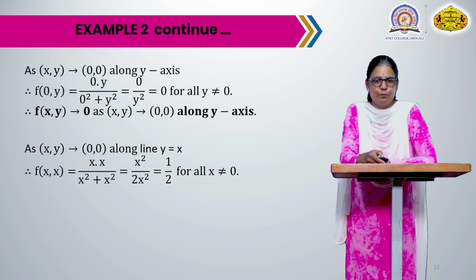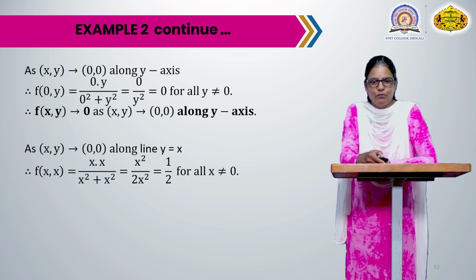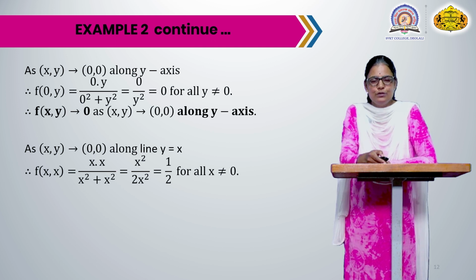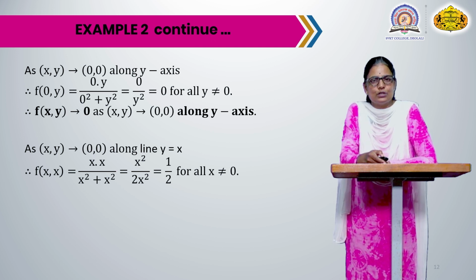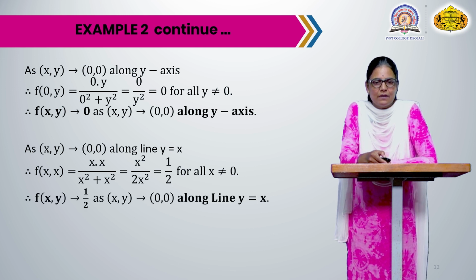So the functional value becomes f of (x, x) equals x into x square, plus x square, which is equal to x square upon 2x square, equals half, for all x not equal to 0. So now it is very easy to find the functional value: just replace y by x in the original function. Again this functional value is half here, which is a constant.